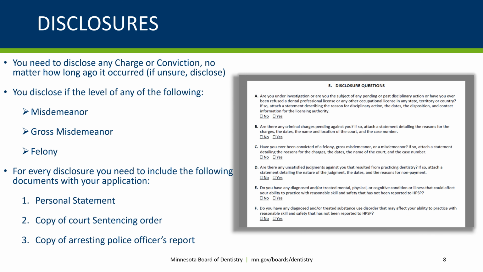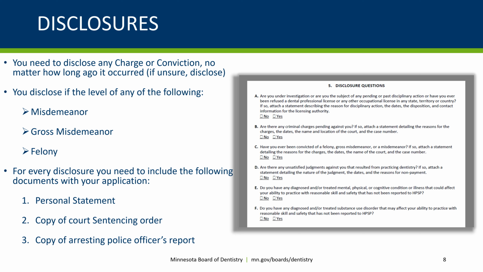The next section of the application will ask a series of disclosure questions. You must answer yes or no to these questions. If you have been charged or convicted, you must disclose this, no matter how long ago it occurred. We are looking for anything that rises to the level of a misdemeanor, gross misdemeanor, or felony. If you are unsure of the level of your conviction, please disclose.